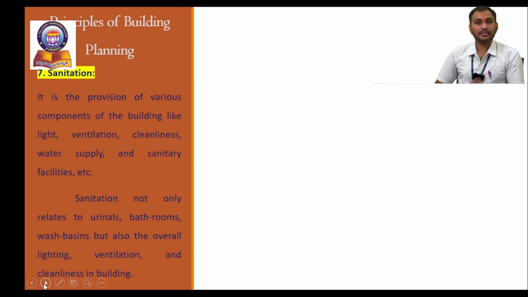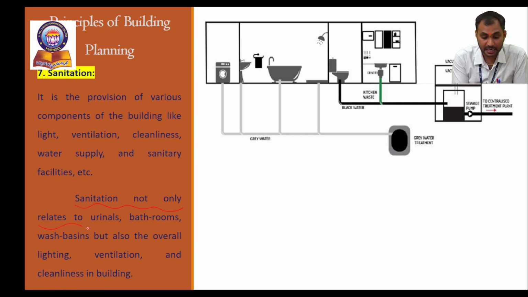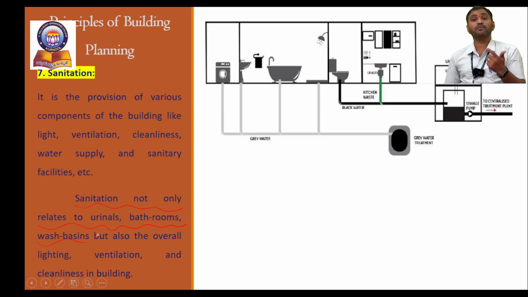So sanitation is not only plumbing work. Sanitation also means we provide ventilation. In a puja room, if we are not directly providing windows, we have to provide ventilation. For bathrooms, is it necessary to give windows? We can't give them, no. If someone gives a window for a bathroom, he is not a civil engineer. For that purpose we give ventilation at the top surface. So ventilation is also one of the principles under the sanitation requirement. Sanitation is not only related to urinals, bathrooms and wash basins, it also includes lighting.